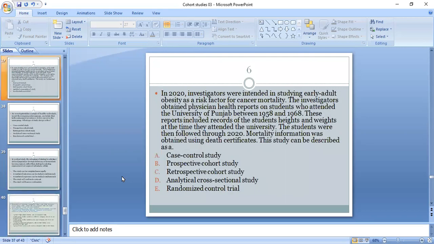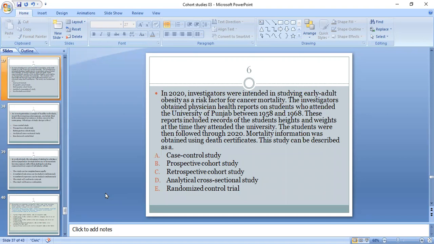Sixth MCQ. In 2020, investigators were interested in studying early adult obesity as a risk factor for cancer mortality. The investigator obtained physician health reports on students who attended the University of Punjab between 1958 and 1968. These reports included records of students' heights and weights at the time they attended the university. The students were then followed up through 2020. Mortality information was obtained using death certificates. This study can be described as case control, prospective cohort, retrospective cohort, analytical cross-section, or RCT.